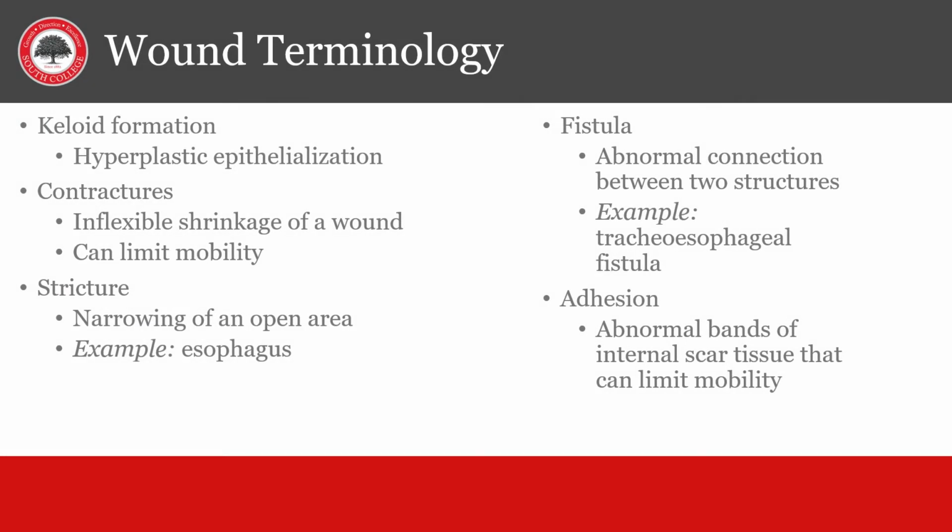Keloids are hyperplastic scar formation. Contractures are inflexible shrinkage of a wound that can limit mobility. Stricture is a narrowing of a usually open area, like an esophageal stricture, for example. A fistula is an abnormal communication between tube-like structures, like a tracheoesophageal fistula, or a fistula between bowel and bladder. An adhesion is an abnormal band of internal scar tissue, usually from repeated surgeries.